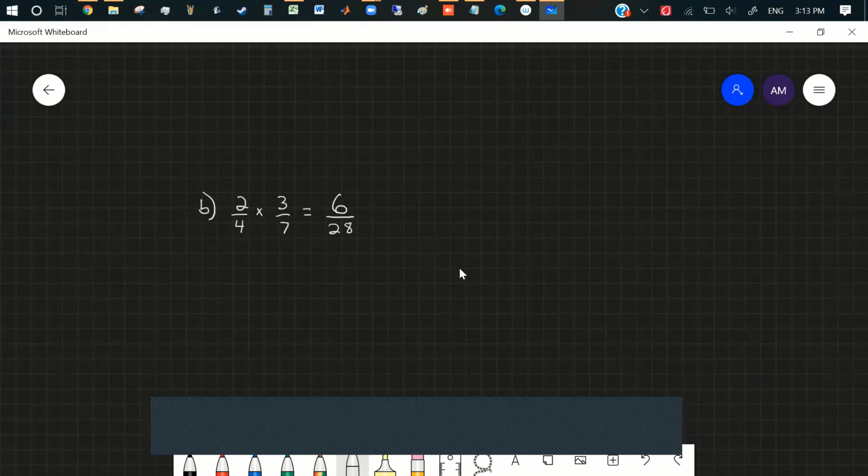Okay, but we're not quite done yet, because 6/28 is a reducible fraction. What I mean by reducible is there is some number that you can divide 6 by, and you can divide 28 by the same number. So I'm thinking of the number 2. So 6 divided by 2 is 3. 28 divided by 2 is 14. So the fractions 6/28 and 3/14 are the same fraction. However, we prefer the answer 3/14 because it is reduced to its lowest terms.